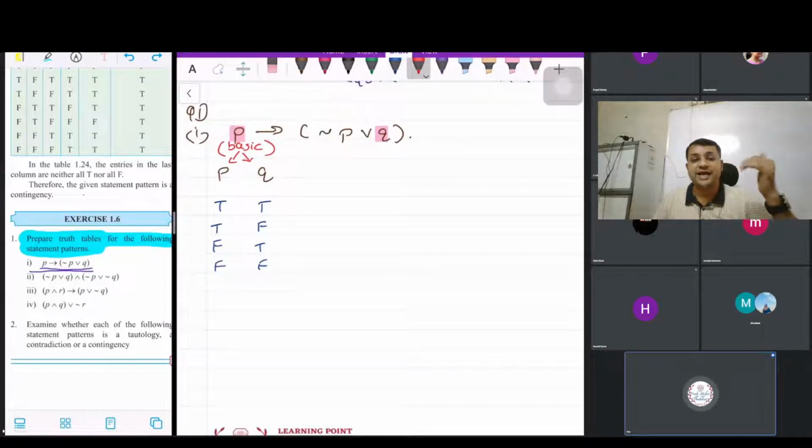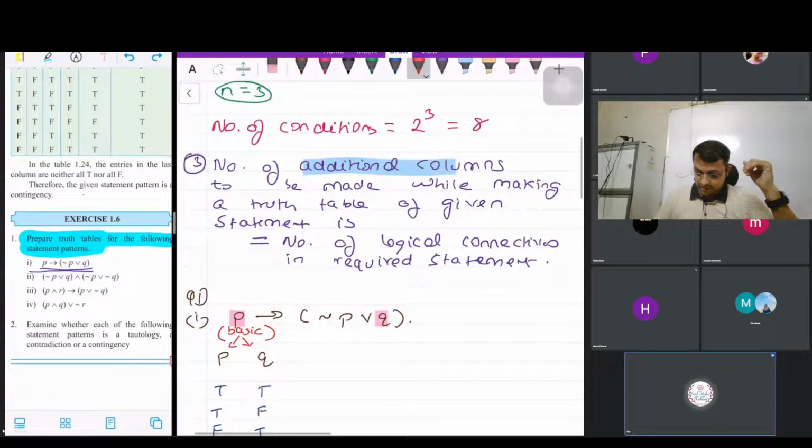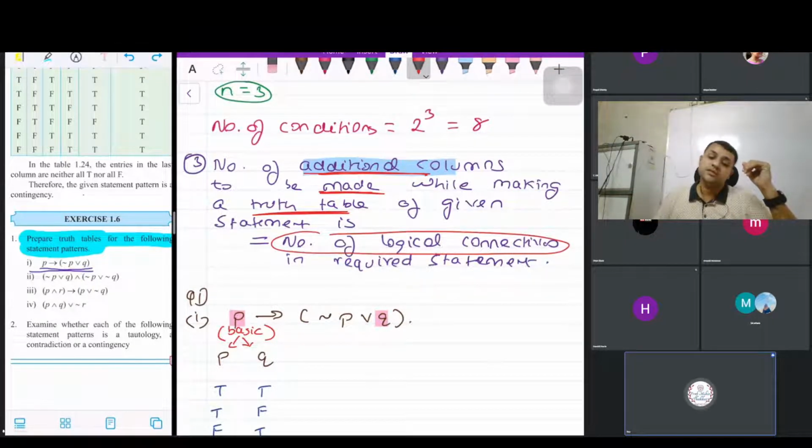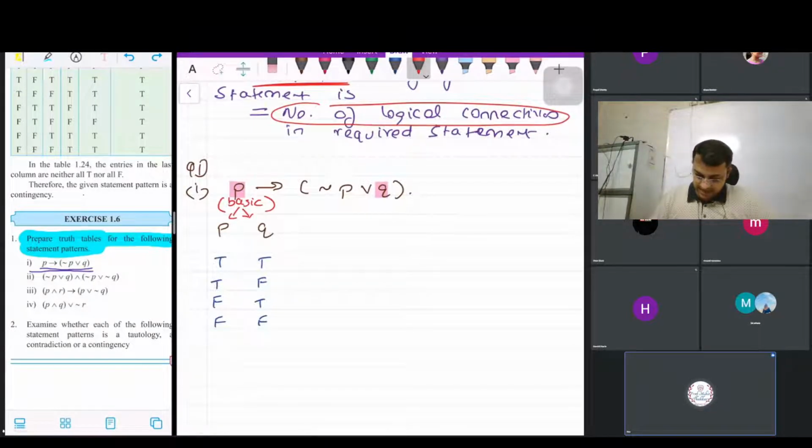So now guys, what are the additional columns? I have written over here that the additional columns that are required to be made for a truth table are always equal to the number of logical connectives that are available in this particular question. So how many logical connectives are available guys? I can see connective number 1, connective number 2 and connective number 3. So guys, there are basically three logical connectives in this given question. So for this, you have to make three additional columns. So what are the three additional columns that we will make?